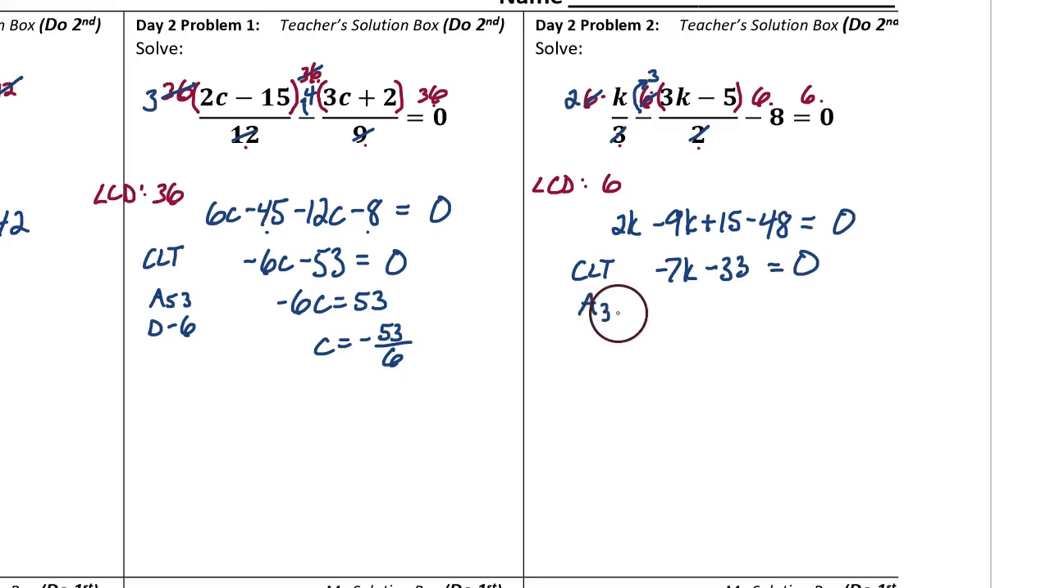Now add 33 to both sides. We get negative 7k equals 33. And then divide by negative 7. So we get k equals negative 33 over 7.